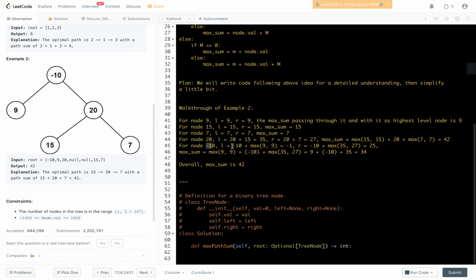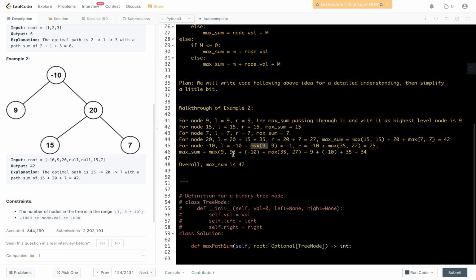Next we can look at the two pieces of information for the root at level 0, that is negative 10. For this we get L equals negative 10 plus the max of the two pieces of information for the left subtree, that is none. So we get negative 10 plus none, that is negative 10. Similarly we compute R as negative 10 plus the max of the two pieces of information for the right subtree 20, that is 35 and 27. So overall we get 25.